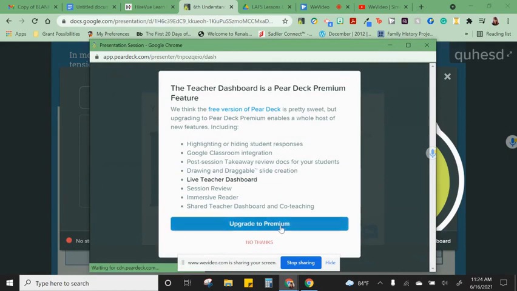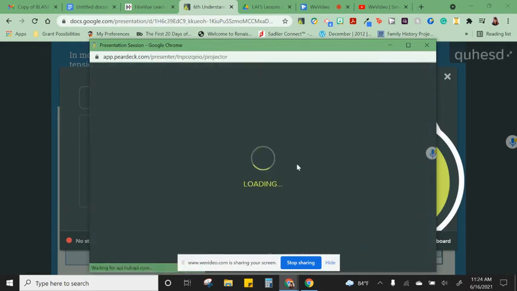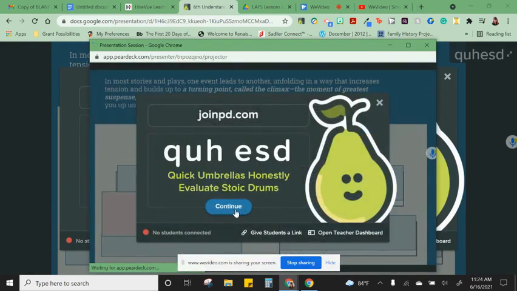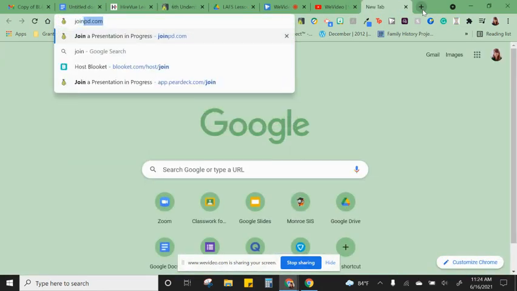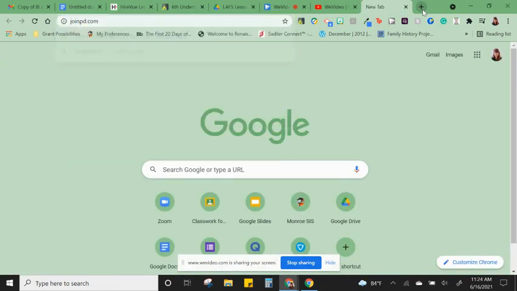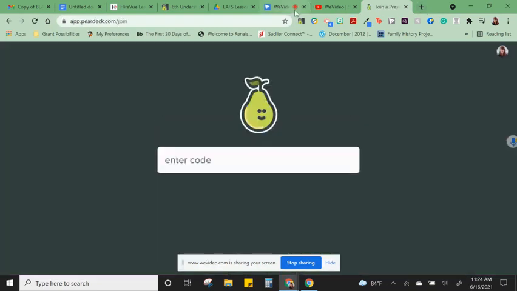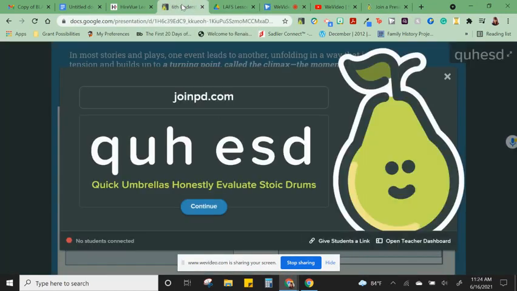So the students would go to what is called join, or the website joinpd.com. And they would put in this join code. The join code is QUHESD. So if I were a student, I would go to joinpd.com. And then I would be able to see my teacher's code, which is QUHESD. So I'd put that in.